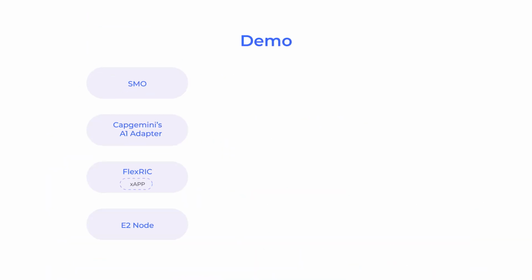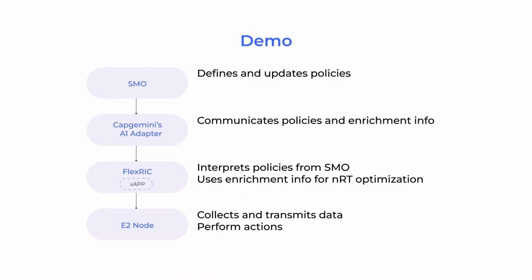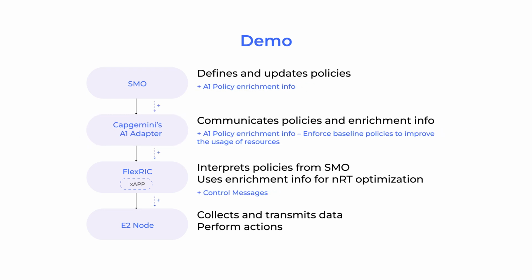The REST API developed was created to establish the connection between ONAP and FlexRIC via the A1 interface, since there is no native connection between both components. Therefore, we manage the interaction between these components for policy enforcement by using Capgemini's A1 adapter.